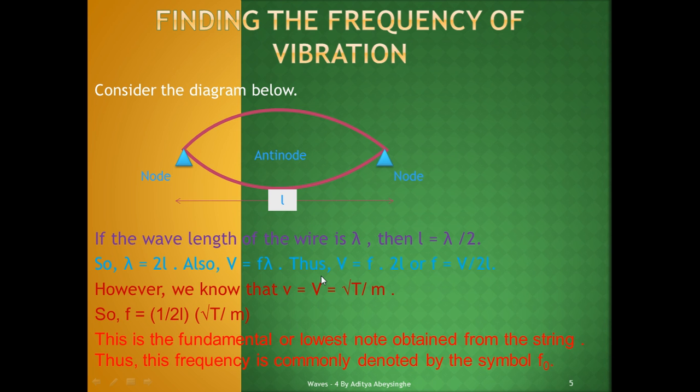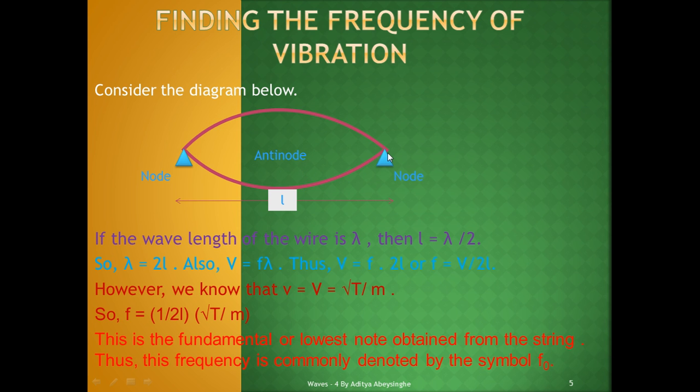So you know that v equals f lambda. Furthermore, you know that if this length is L and the string is vibrating with the fundamental frequency, one loop is formed here. At the destructive interference of these bridges you have nodes, and at the constructive interference, or at the maximum displacement, you have an antinode. So you know that the distance between successive nodes is lambda by 2.